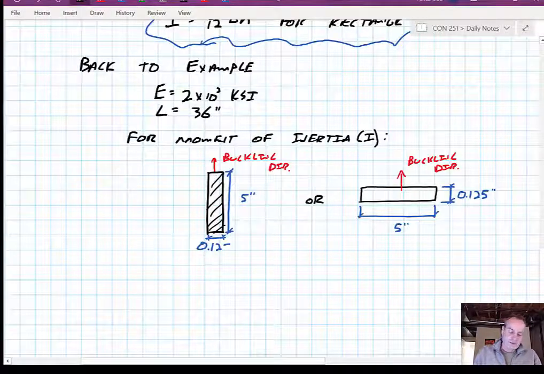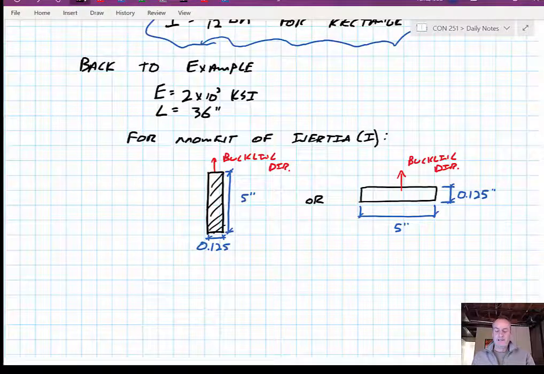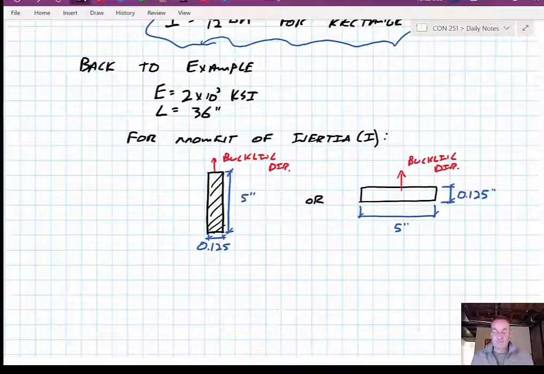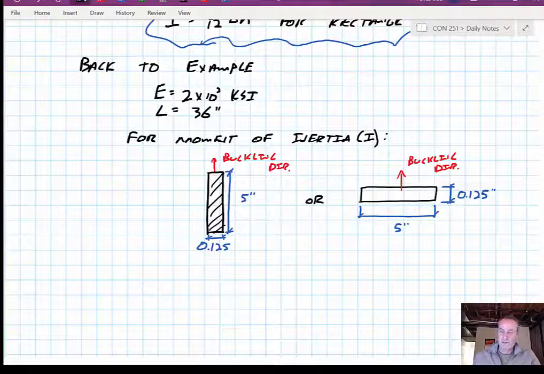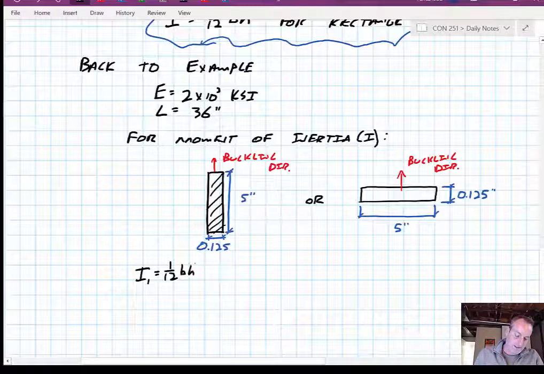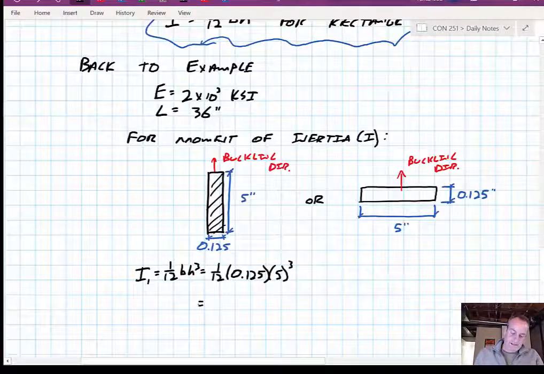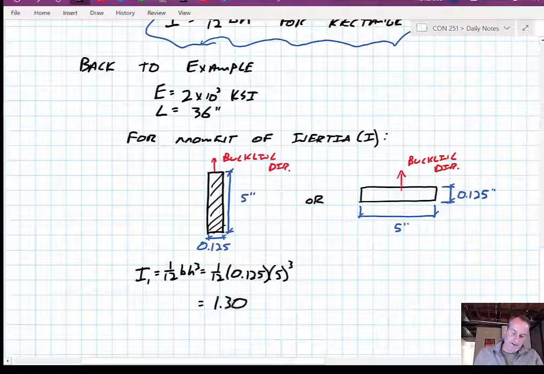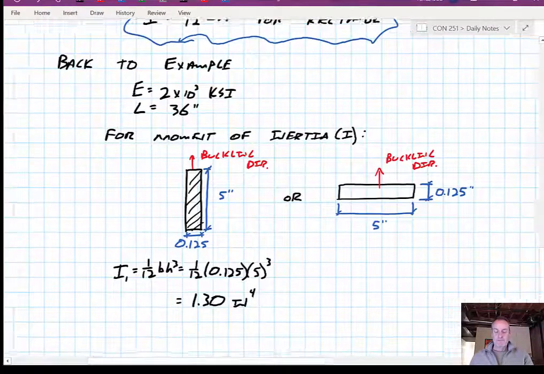Now the way this works with buckling is our base is the direction it buckles, so it's buckling in that 0.125 direction. If I solve for that moment of inertia, I'll call this condition 1, so I1 with this 1/12 bh cubed. I end up with about 1.3 inches to the 4th power.